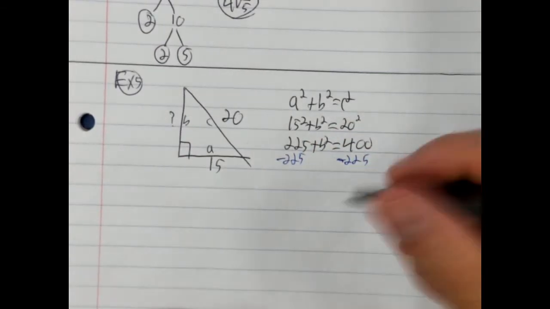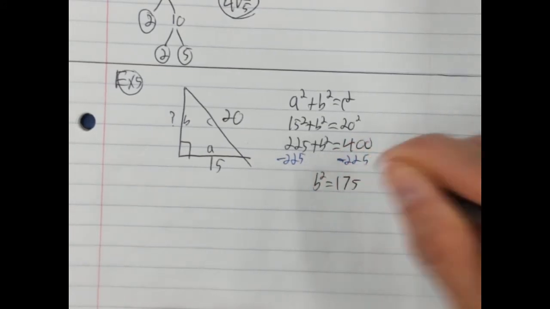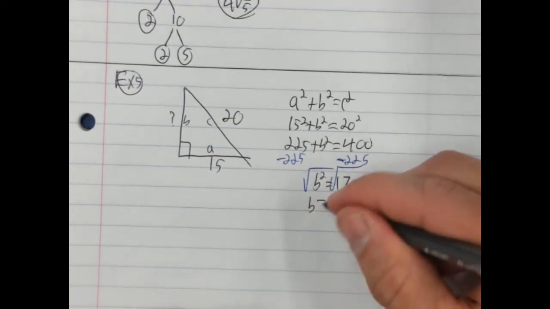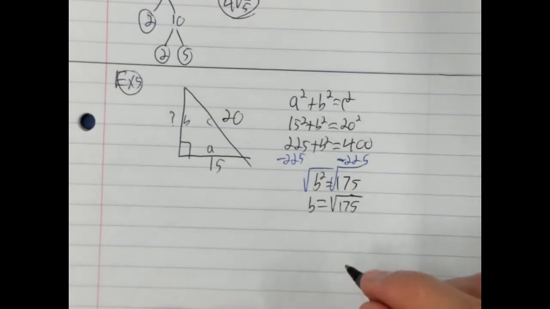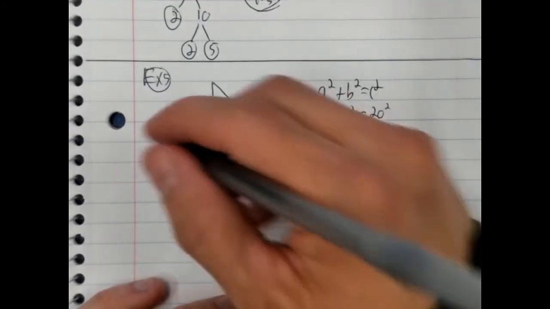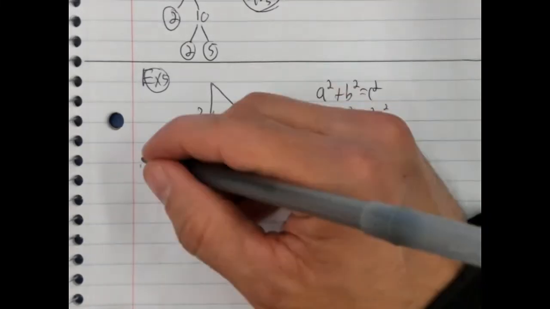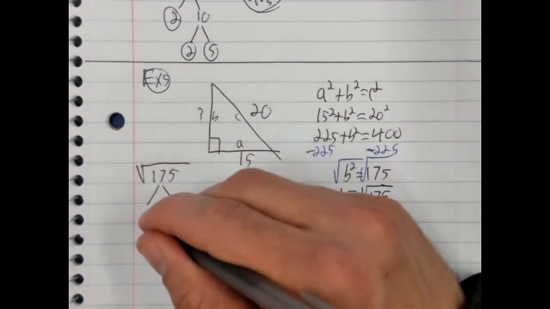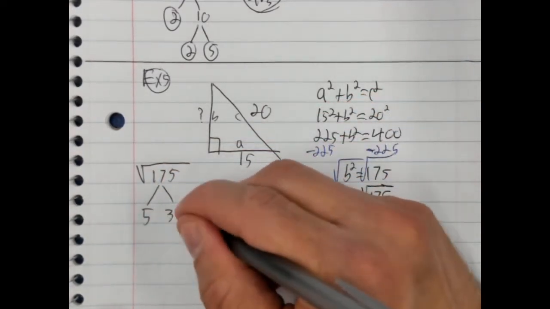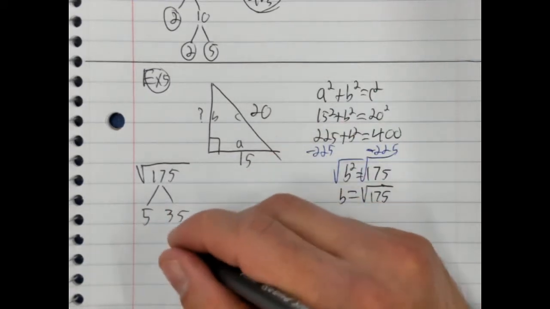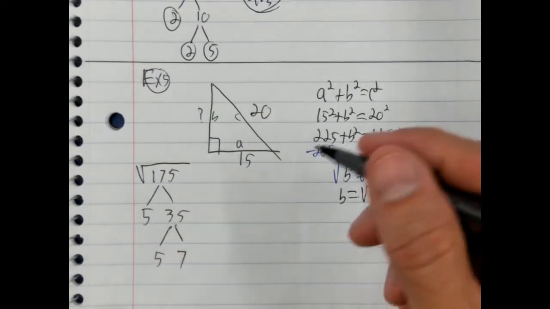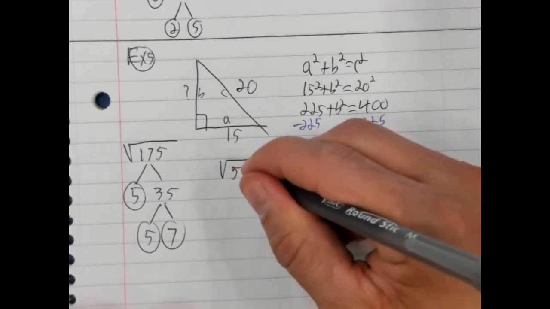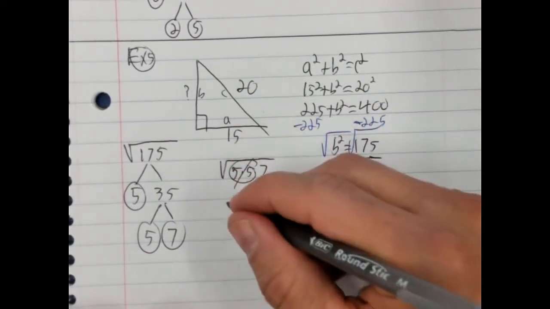So b squared will be equal to 175. And then we're going to take the square root of both sides. We're going to have b equals radical 175. We can simplify that, actually. That's divisible by 5, and I have a feeling it's going to be divisible by 25, which is a perfect square. So that means we can simplify this. So 5 divides 175 35 times. Let's see, 5, 25, yeah, 35 times. And 35 is divisible by 5 and 7. So circle our prime factors. We list that out: 5 times 5 times 7. Circle that, it cancels out, 5 radical 7.